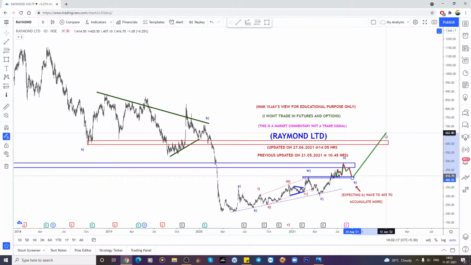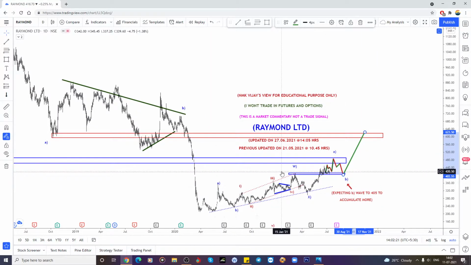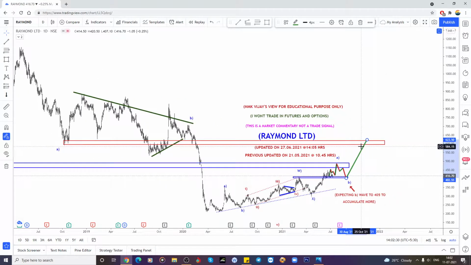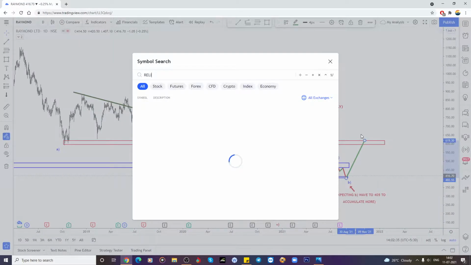So that means the previous support zone here, it will touch here for the 600 zone. So I am looking only for the 600 for the first target, because here also W, X, A, B and C, looking for this previous resistance zone, support zone. Now it is acting as a resistance now. So let's move on to the Reliance.